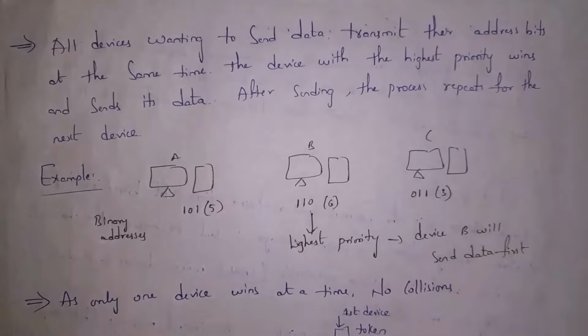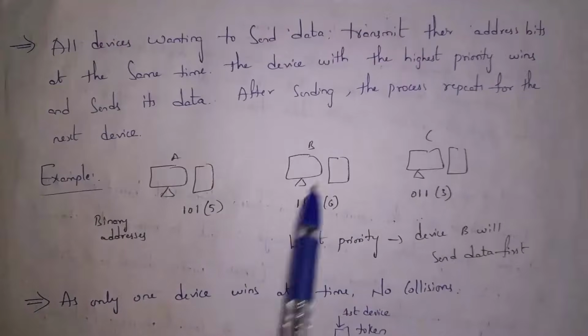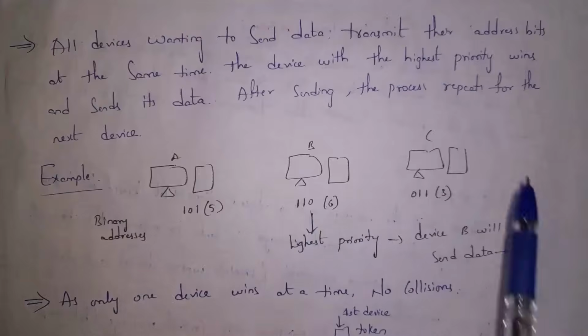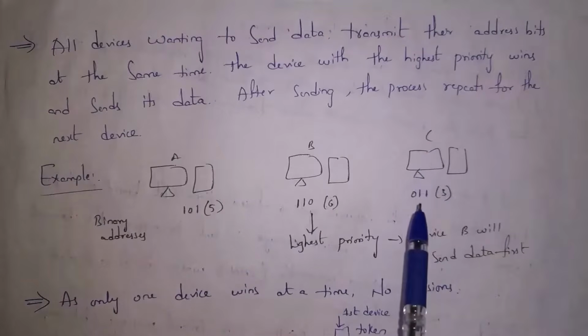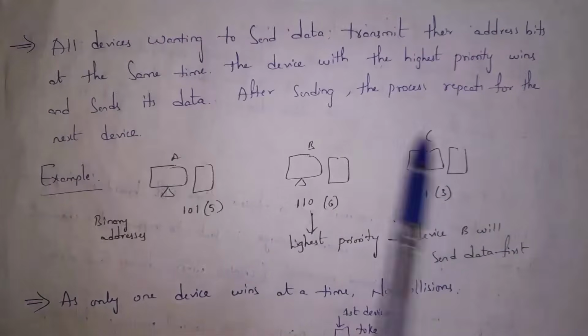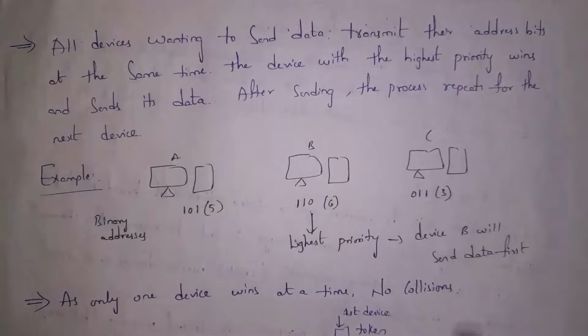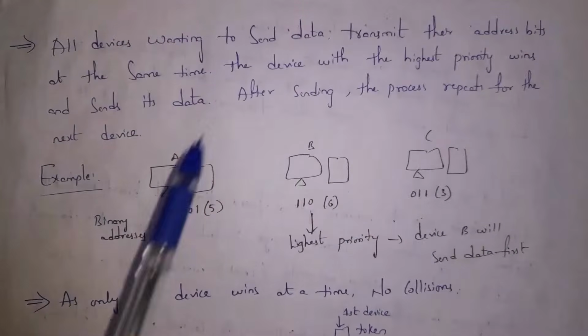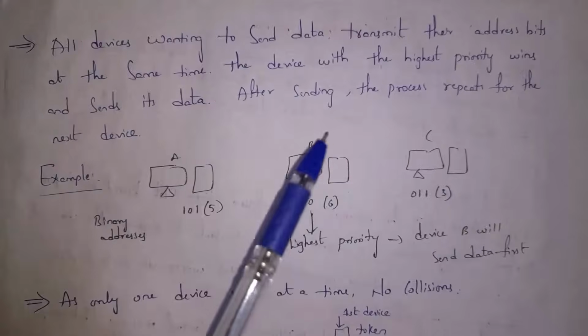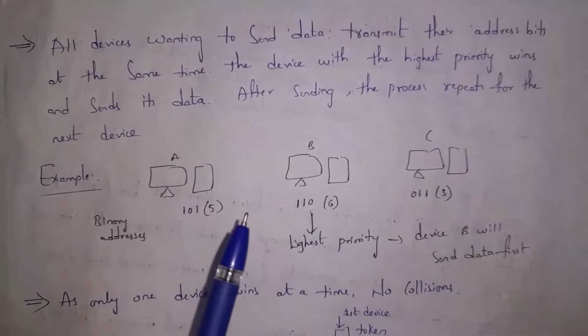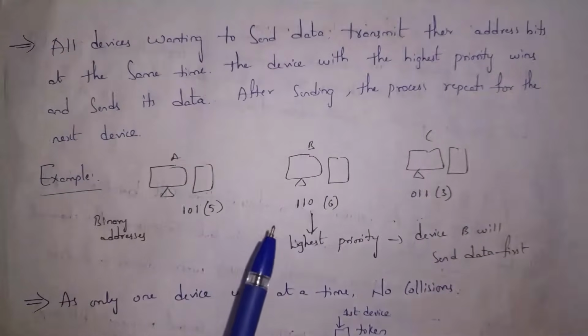For example, for this computer the binary number is 101, that is 5. Similarly, for this computer the binary number is 110, that is 6. And for this computer the binary number is 011, which is 3. These 3 computers want to send data at the same time. System B has the highest priority number, so only system B will send data first. As only one device will send data at a particular time, collision will not occur.